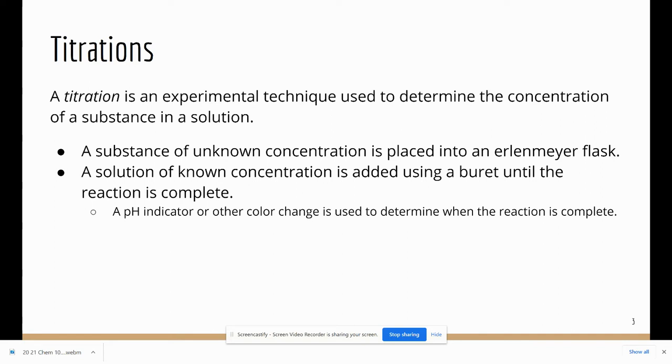I would take the vinegar, I would place it in an Erlenmeyer flask. I would take some sort of base, typically sodium hydroxide, I put it into a burette, and then I would add sodium hydroxide to my acetic acid until the reaction was complete. The goal of this video is to be able to do the calculations with it.